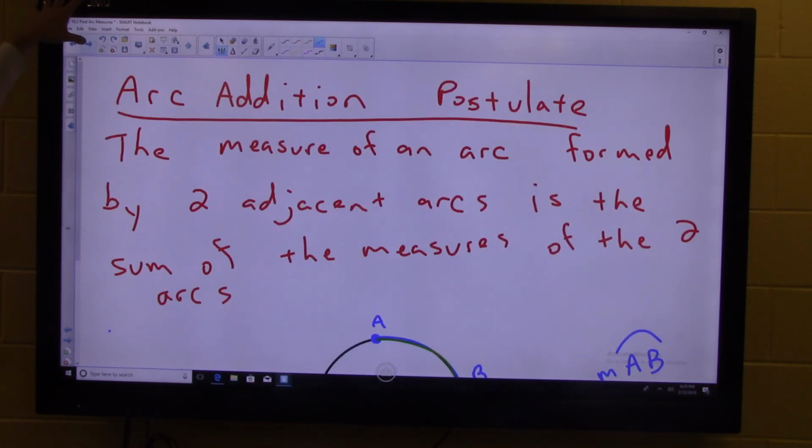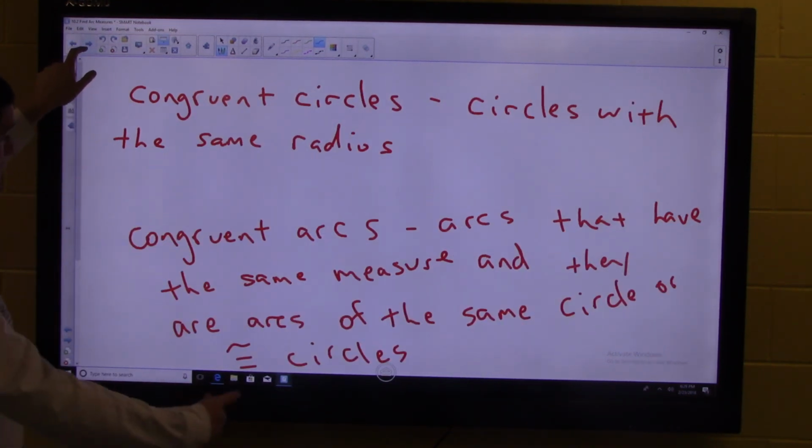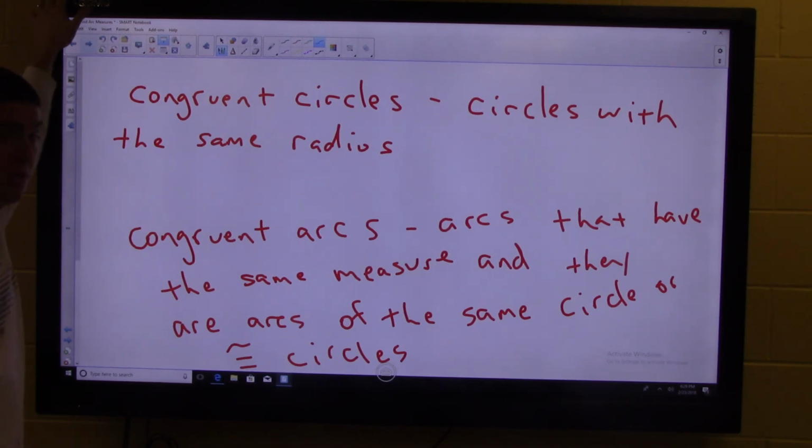Okay, and then we did an example. You also need to know the arc addition postulate. This one's basically just saying you can add arcs together as long as they don't overlap. And those two terms, congruent circles and congruent arcs, you need to know what those are.